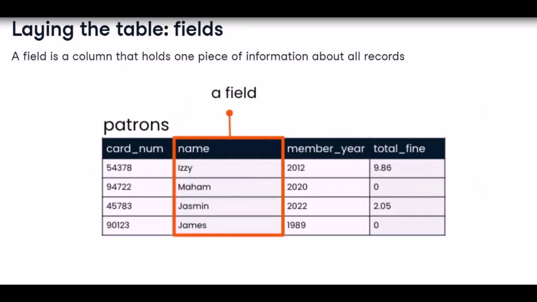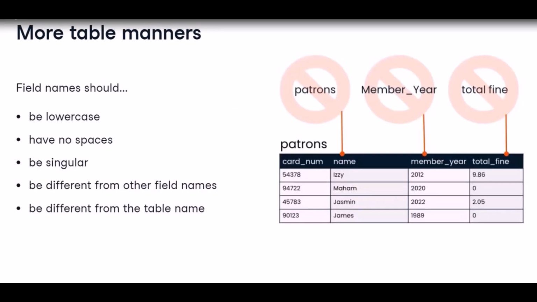Let's talk about fields. A field is a column in a table holding one piece of information about all observations in the table. So the name field, for example, in the patrons table lists all the names of our library patrons. Now let's talk about more table manners. Field names must be typed out when querying a database with SQL, so field naming is crucial. Generally, field names should be in lowercase and should not involve spaces. Field names, column names should not involve spaces.